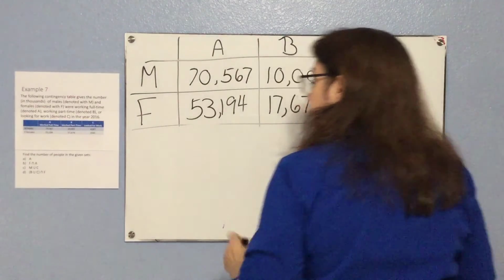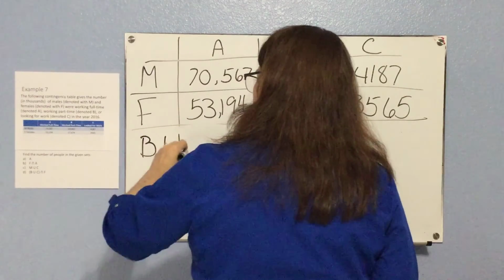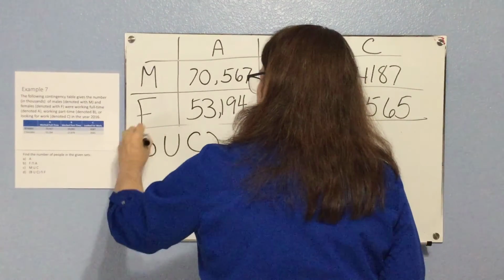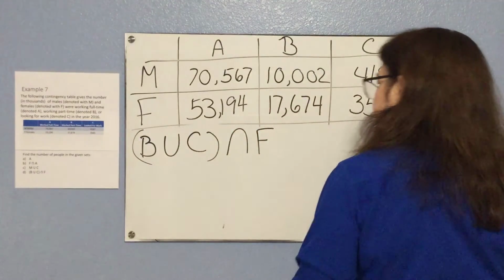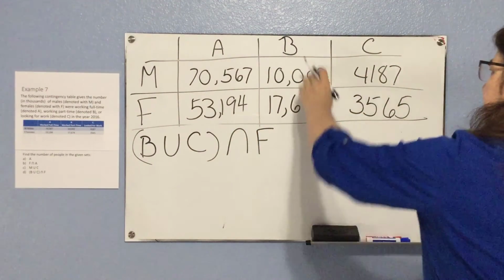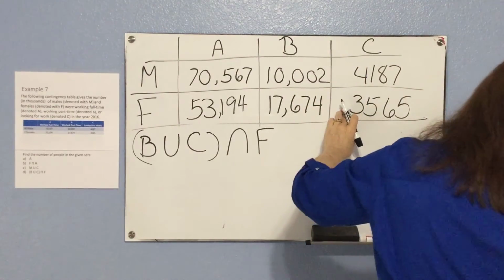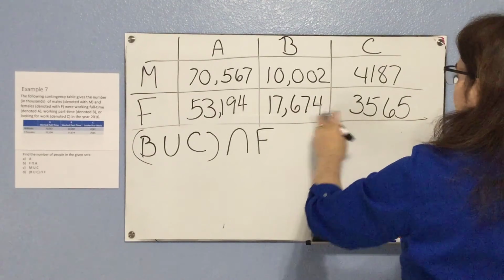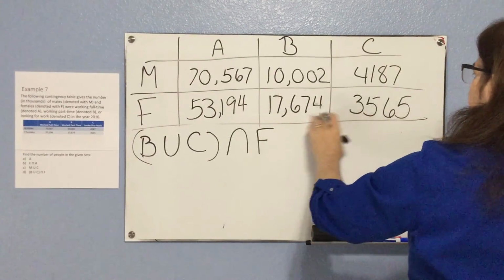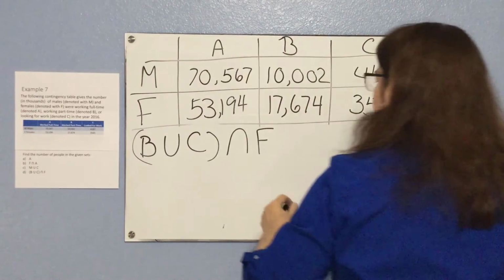And look at one more. B union C intersect F. Well, B union C, I would have to do this and this all together and then count only the ones who were females. To me, it's simpler to just look at these two. Both the B's and the C's, but only the females.